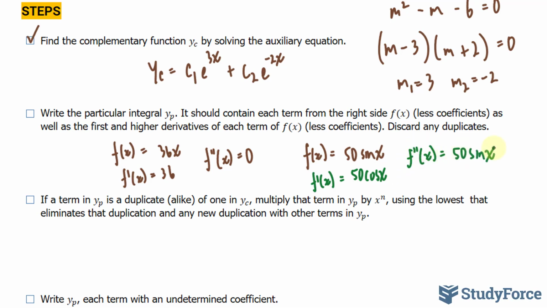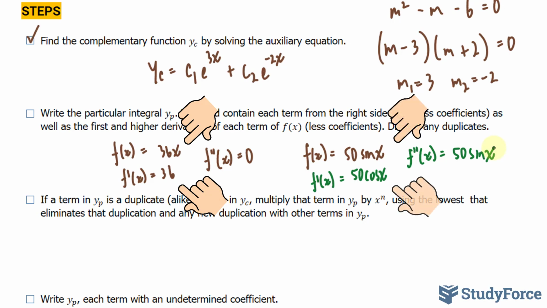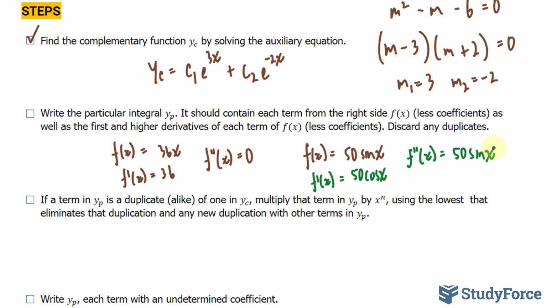The terms we will use to model our particular integral yp will be 36x, 36, 50 sine x, and 50 cosine x, less their coefficients. We don't regard the 0 or the repeated or duplicated trigonometric functions. And just to be extra clear, by duplicates I mean terms that are alike regardless of their numerical coefficients. Step number 2 is done.